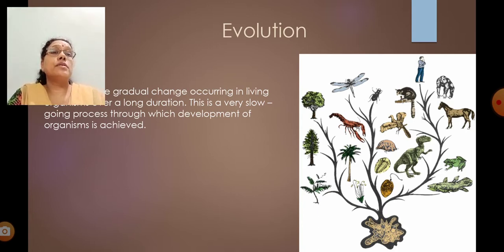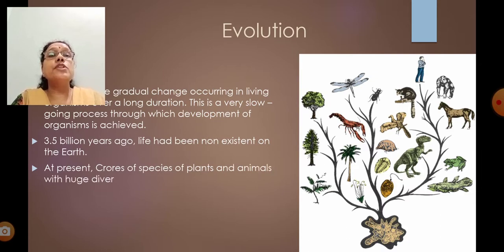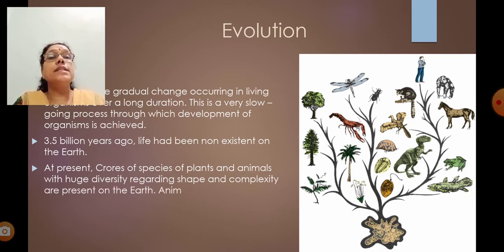So what is evolution? Evolution is a gradual change occurring in living organisms over a long duration. This is a very slow process through which development of organisms is achieved. Very clearly it is shown in the diagram. 3.5 billion years ago, life had been non-existent on the earth. There was no life. At present, crores of species of plants and animals with a huge diversity regarding shape and complexity are present on the earth.